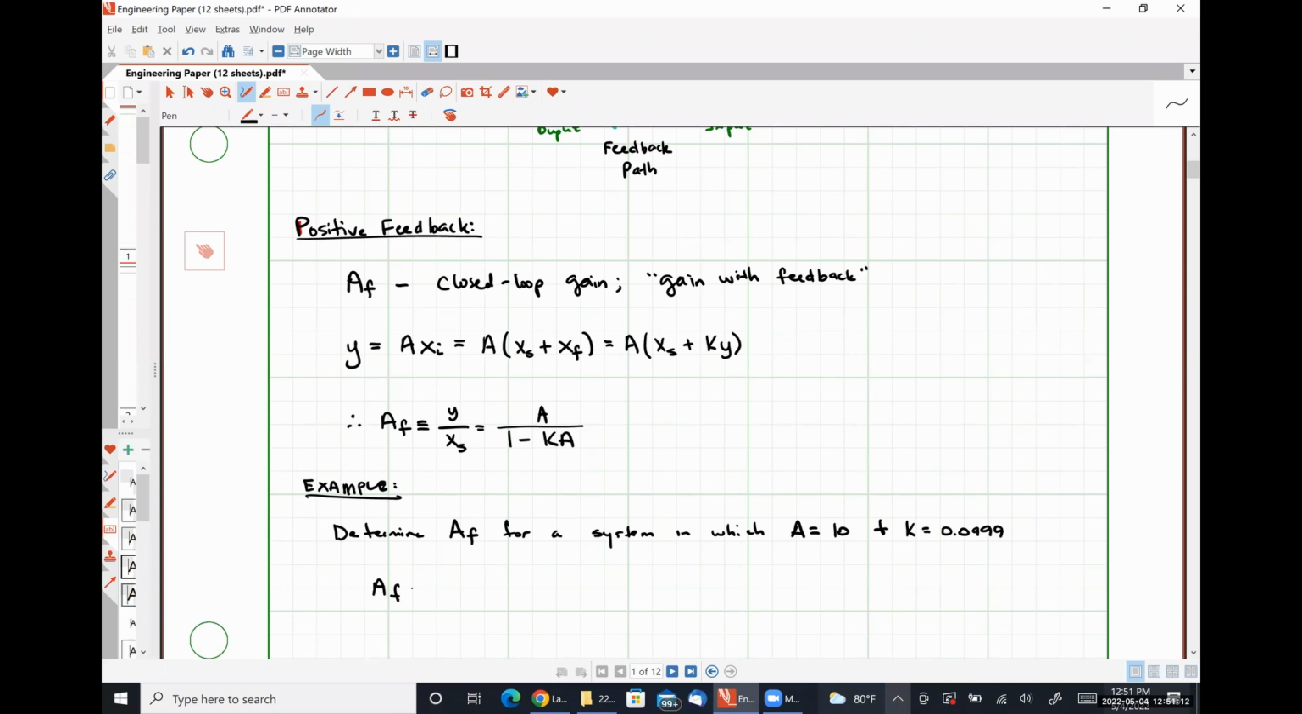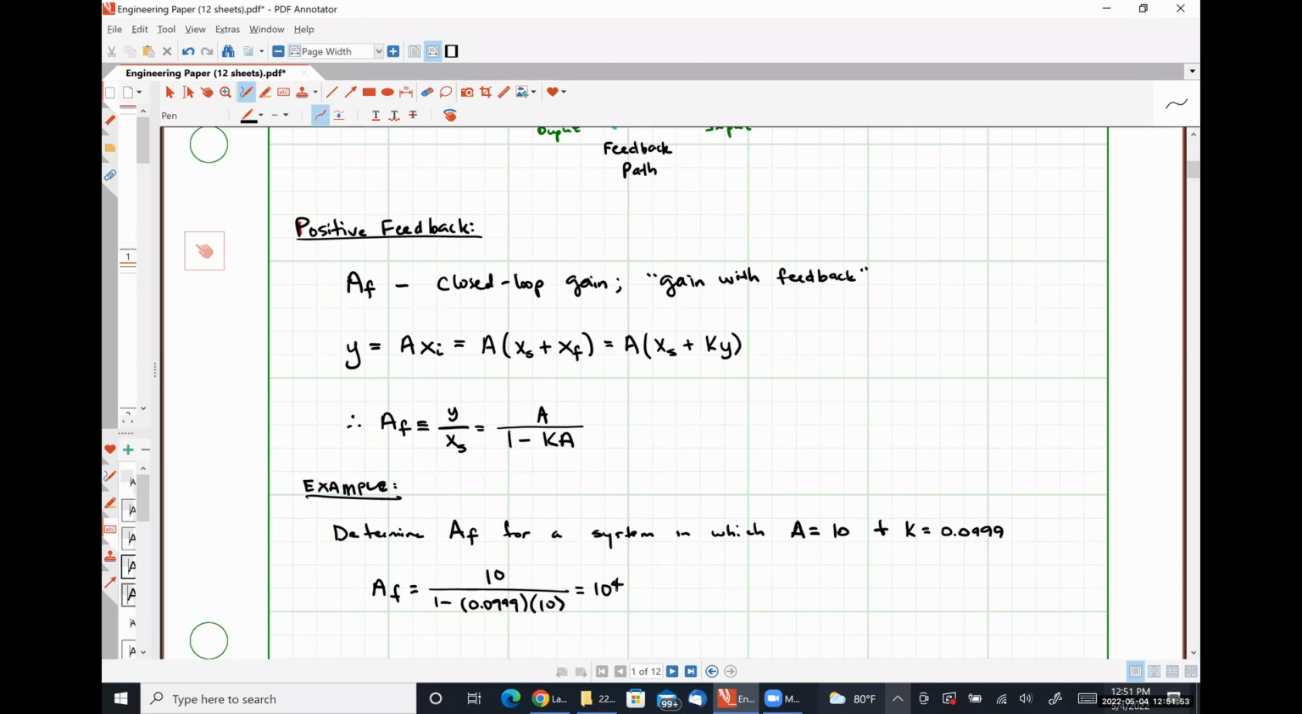So if we plug these numbers into our equation, we're going to have 10 over 1 minus 0.0999 times 10, which comes out to be 10 to the 4th power, 10,000. So by applying the feedback system parameterized by 0.0999, we get a pretty substantial increase in the system gain.